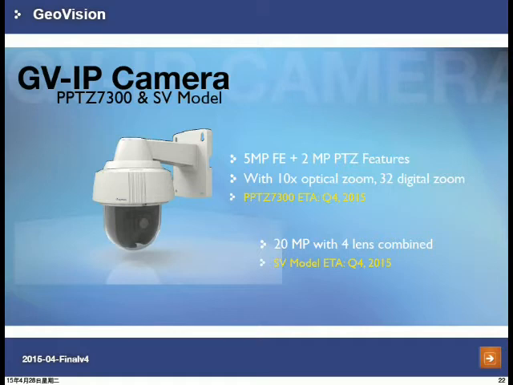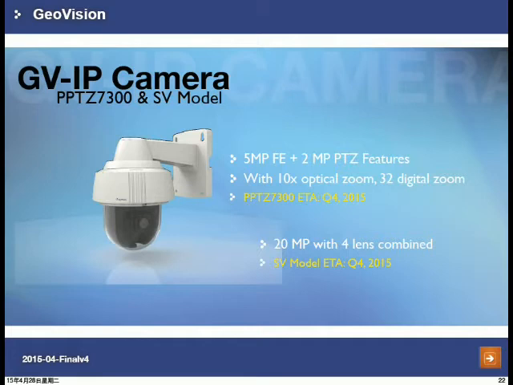Like we just introduced in the very beginning, this is a camera with a combination of 5 megapixel fisheye cameras plus 2 megapixel PTZ lens cameras. It means that you're going to have 2 live images on the browser. When you open the browser, there are going to be 2 live images displayed on the interface. So you can move your mouse cursor on the live view of the fisheye, and once you click, the PTZ camera will automatically track the point you click.